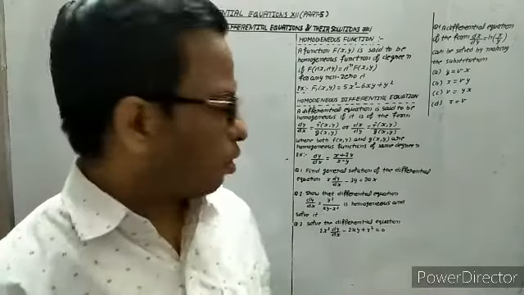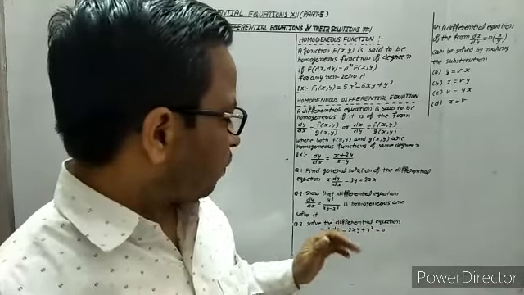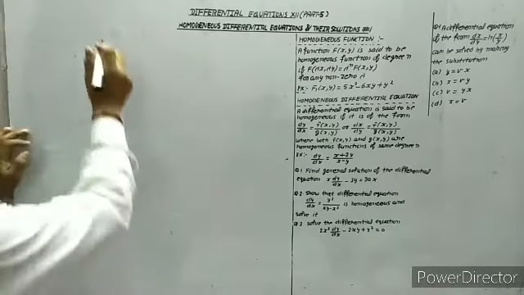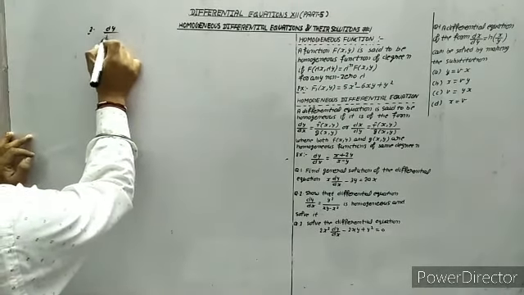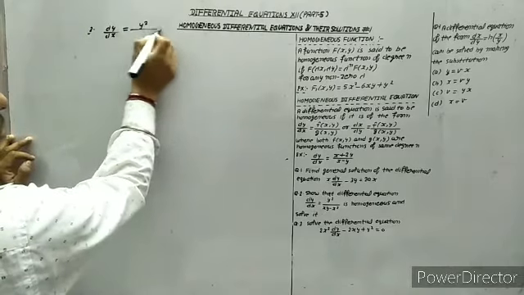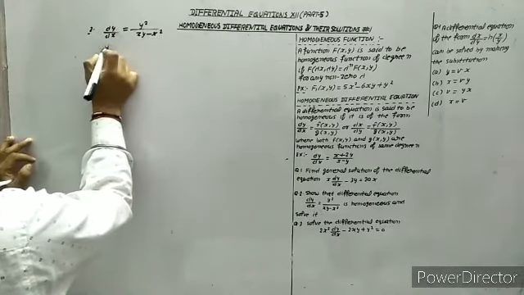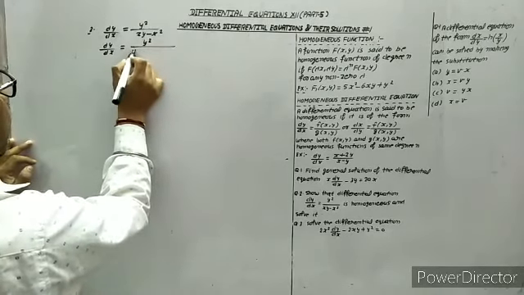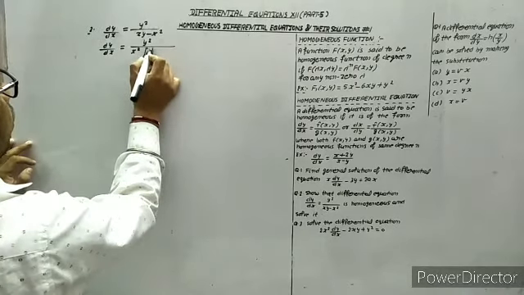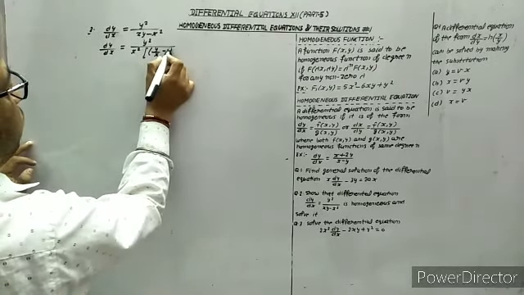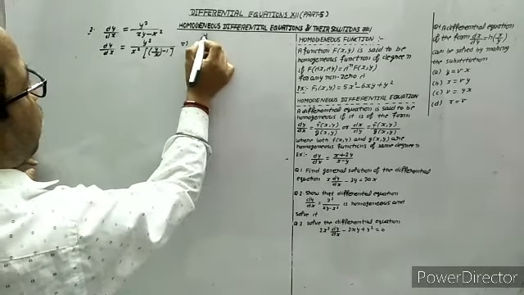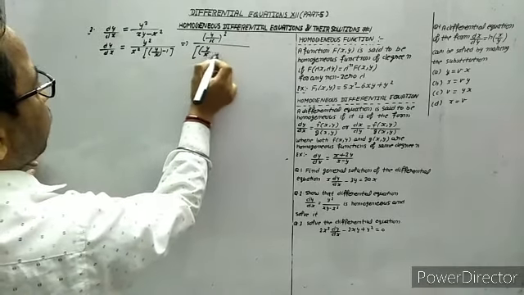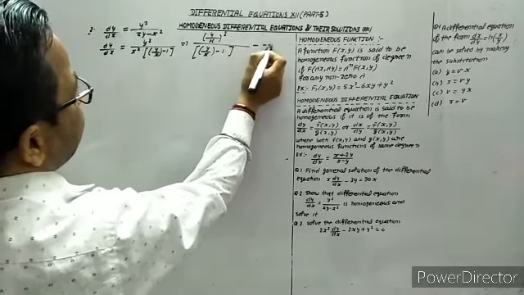Now let's start with the solution of question number 2. Show that this differential equation is homogeneous, and solve it. First of all, we have the equation dy/dx = y²/(xy - x²). First we take x² common from the denominator. It means this becomes y²/x² over (y/x - 1). Now we can write (y/x)²/(y/x - 1). This is equation number 1.